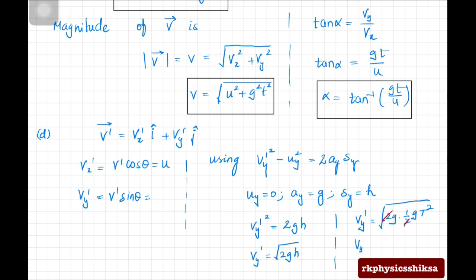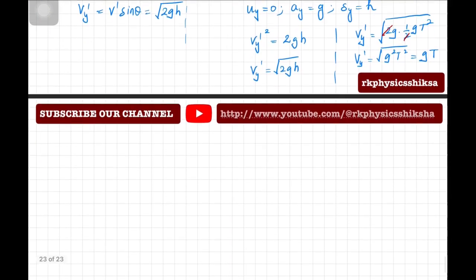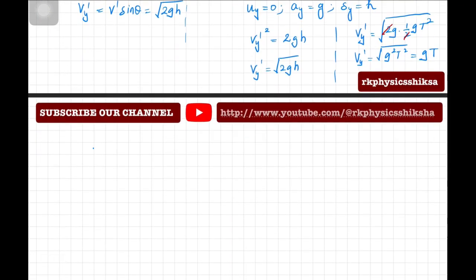So Vy dash is equal to root of g square T square, which is equal to g into capital T. So Vy dash value can be equal to g into capital T, or I can also write it as root of 2gh. G into capital T, T is the time of flight here, so we can take it as root of 2gh. I know the value of Vy dash and I know the value of Vx dash, so I can calculate the velocity vector now at the point of striking the ground.